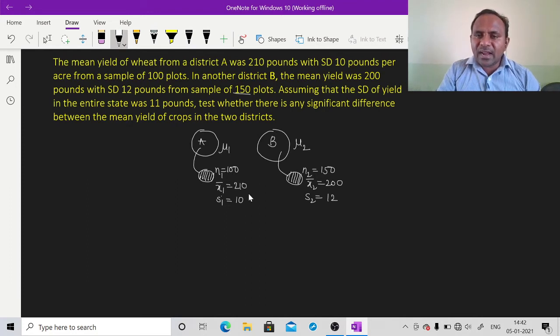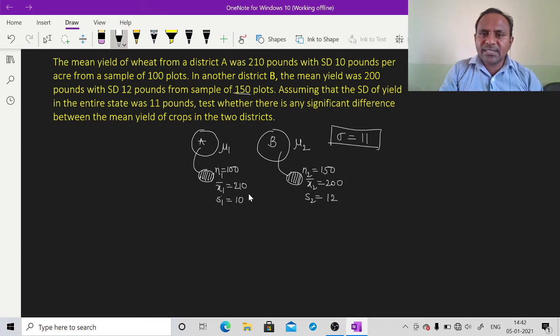Now, assuming that the standard deviation of yield in the entire state was 11 pounds, I mean these two districts have come from a state whose standard deviation of the entire population is equal to 11 pounds. This has some importance.